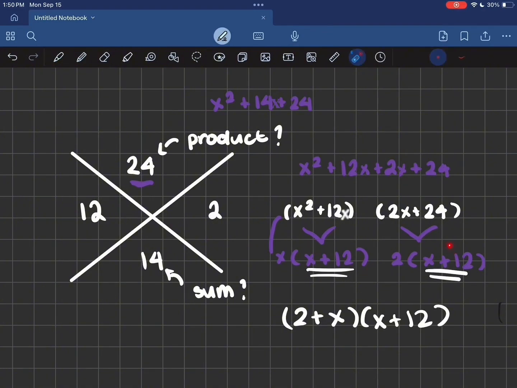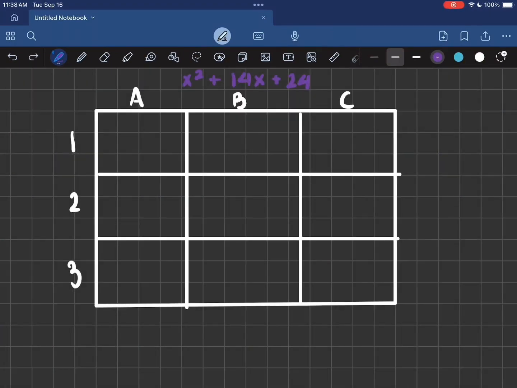The final equation is going to be quantity 2 plus x, quantity x plus 12. If you get this answer, you're slowly and surely making progress little by little. If you want an alternative method, there's a box method as well. The box method is when numbers are placed in a 3 by 3 square.